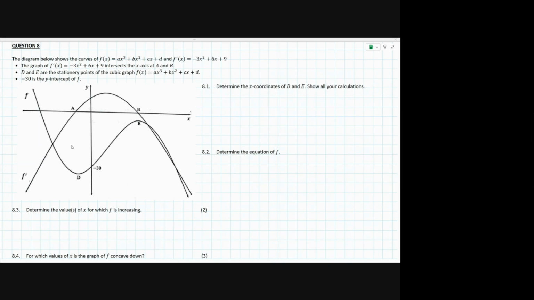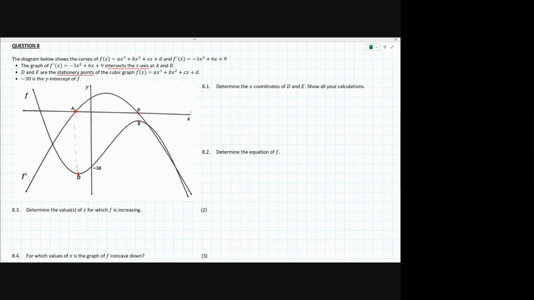Now, just a couple things to remember, guys. The x-intercepts of your derivative graph line up with the x values of your stationary points, and you can see that on the graph. So whatever the x-coordinate is of my x-intercept, that is going to be the x-coordinate of my turning point. Same for B and E. That's one of the characteristics of your original and your derivative function.